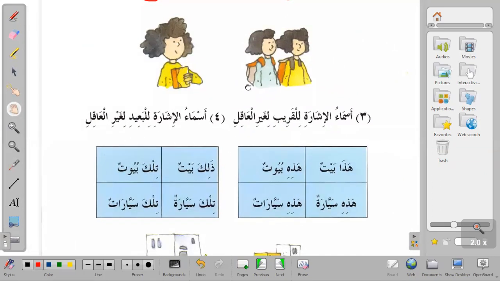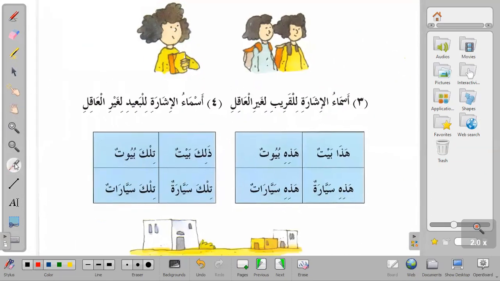So let's look at here. Another one is أسماء الإشارة للقريب لغير آكل. Okay. أسماء الإشارة للبعيد غير آكل. So here the most important thing here is we are dealing with غير آكل. Hope that is clear. Okay.